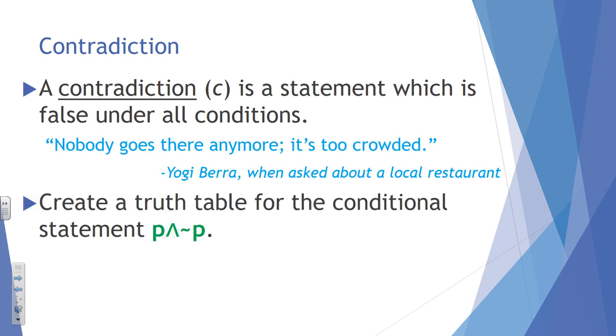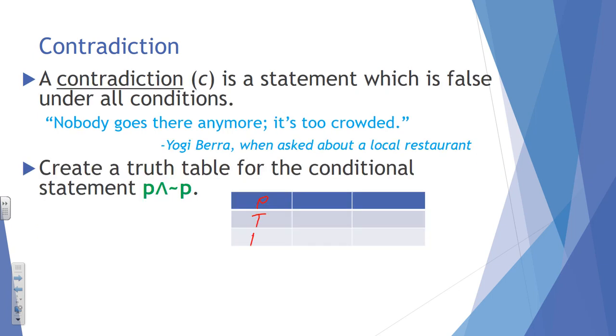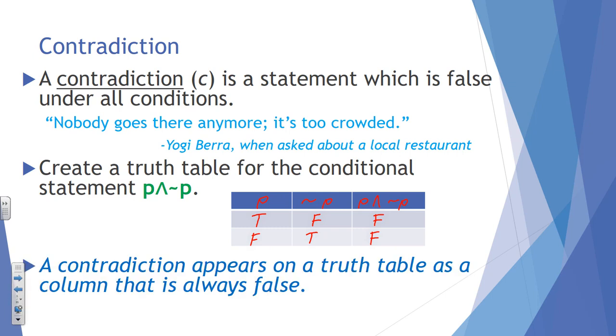So let's create a truth table for the conditional statement P and not P. We have 2 conditions on P. P could either be true or false. Not P then must be false when P is true, and true when P is false. And our statement P and not P is false for row 1 because not P isn't true, and false for row 2. So, since this entire column appears to be false, that is the definition of a contradiction, and therefore P and not P is an example of a contradiction.